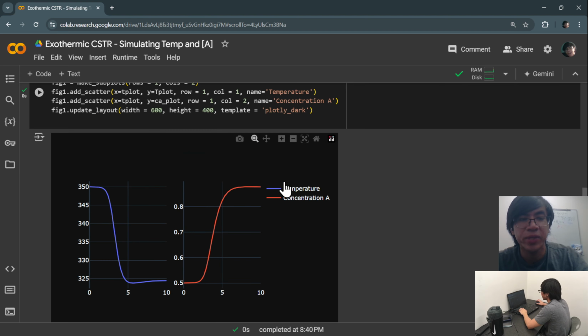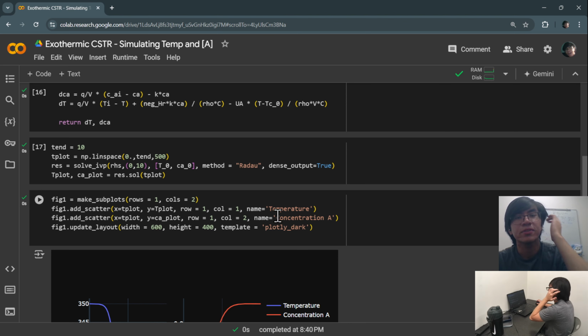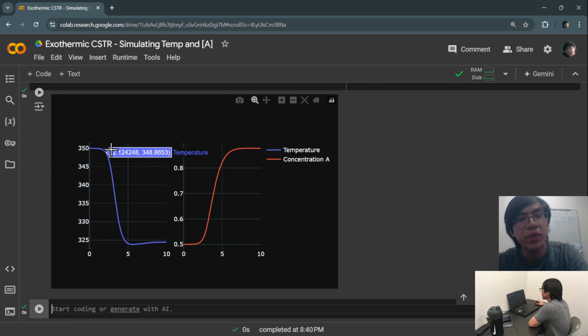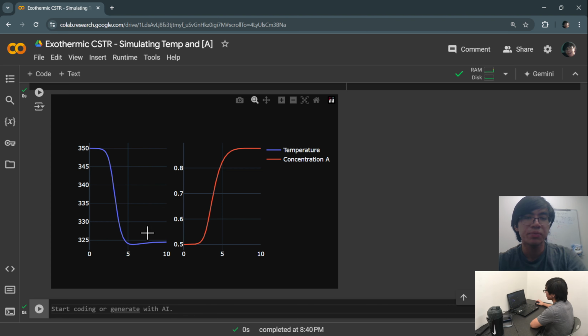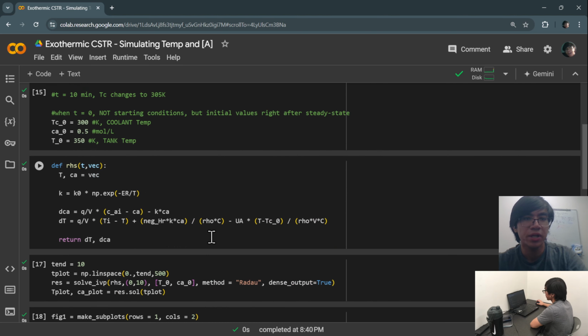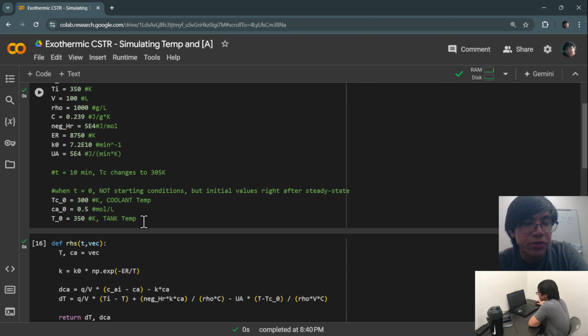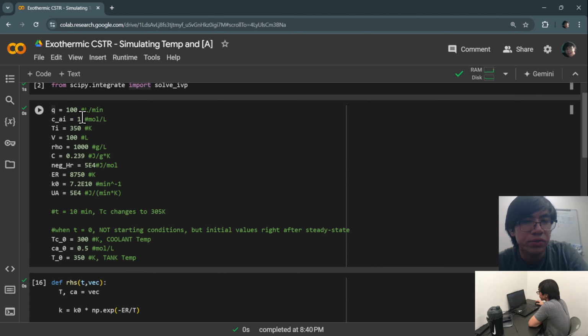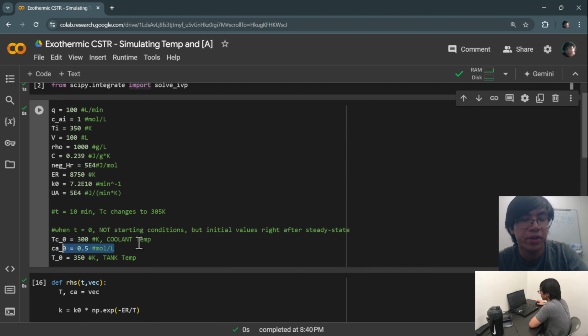So it looks like at steady state, at least with the coolant temperature not changing, we actually had a decrease in our temperature and an increase in our concentration. And it looks like that was due to a change from our initial concentration. So we decreased our concentration from 1 to 0.5. Let me make sure I'm recording that.